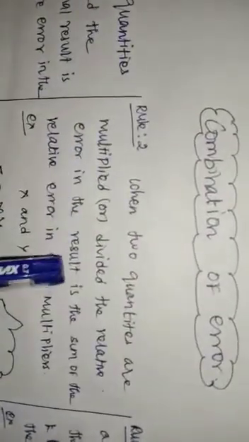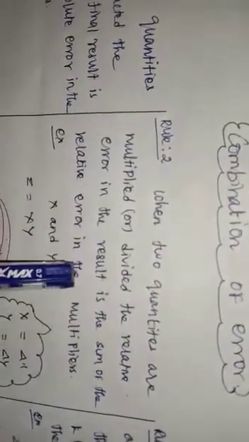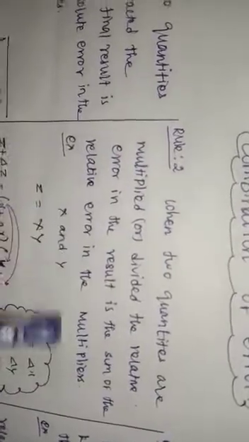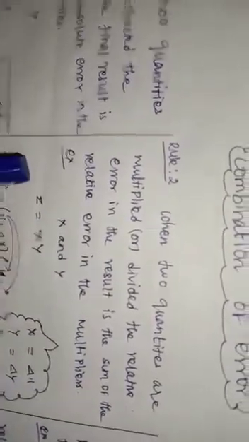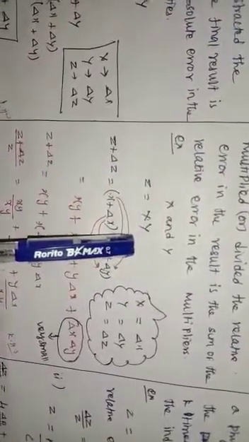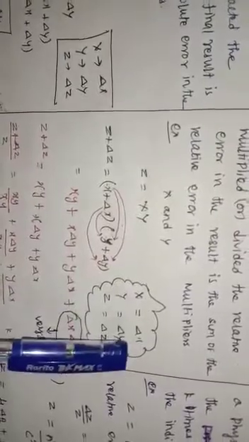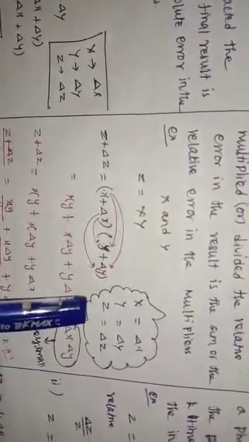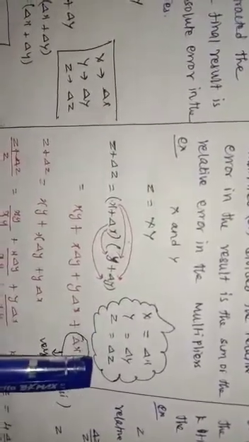Okay, next is rule number 2. When two quantities are multiplied or divided, the relative error in the result is the sum of the relative errors in the quantities. For example, if you have two quantities x and y, the third quantity z is the product of x and y. Let us consider that x involves some error, delta x, y involves some error, delta y, and z involves some error, denoted by delta z.